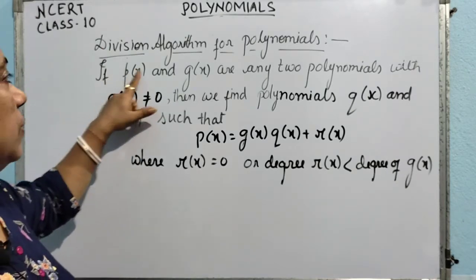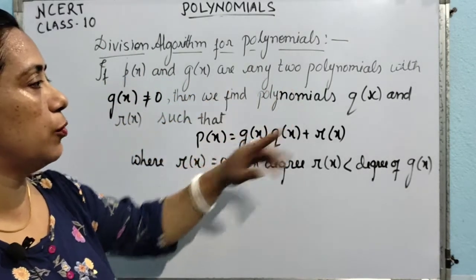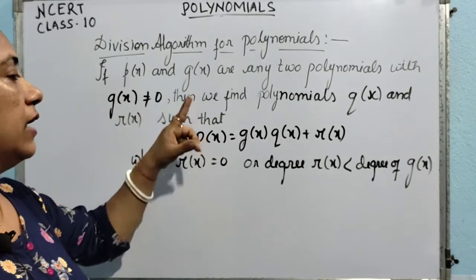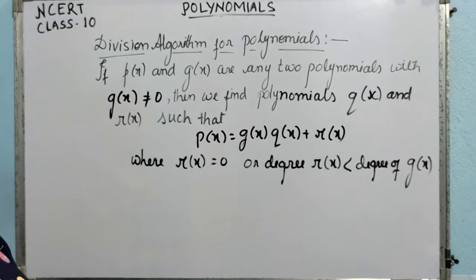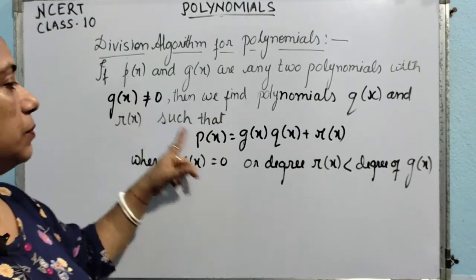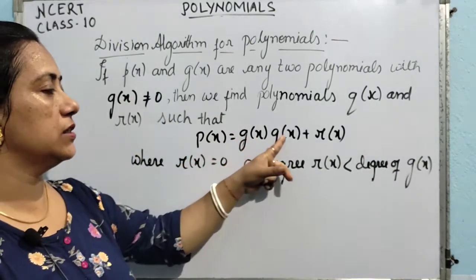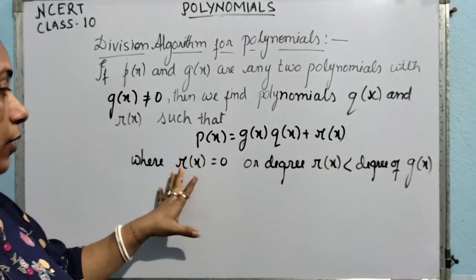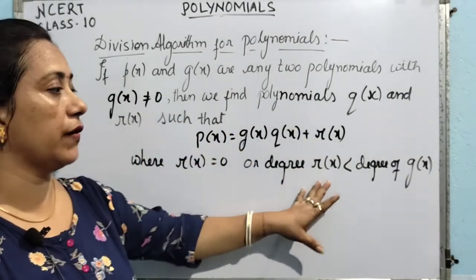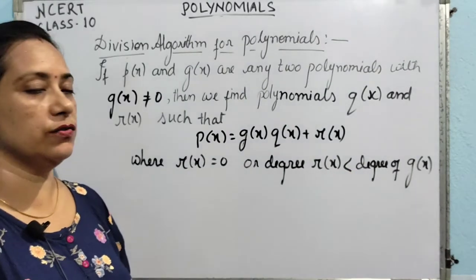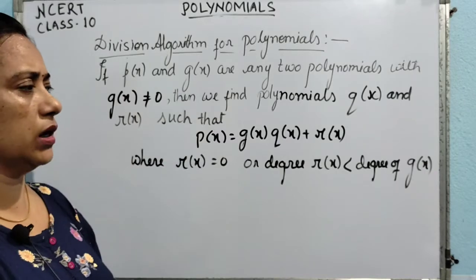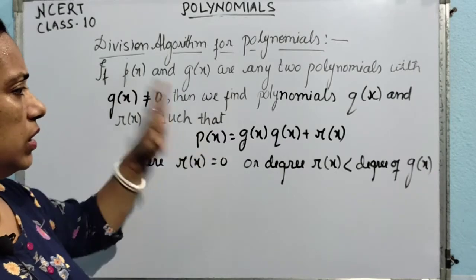It states that if p of x and g of x are any two polynomials with g of x not equal to 0, then we can find polynomials q of x and r of x such that p of x equals g of x times q of x plus r of x, where r of x is equal to 0 or the degree of r of x is less than the degree of g of x. Now it seems to be very clumsy, because you may think, what is this?